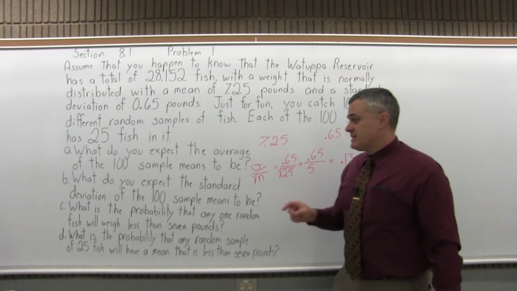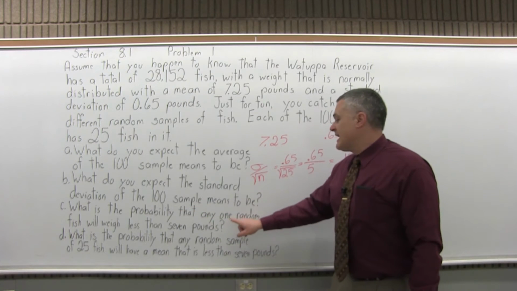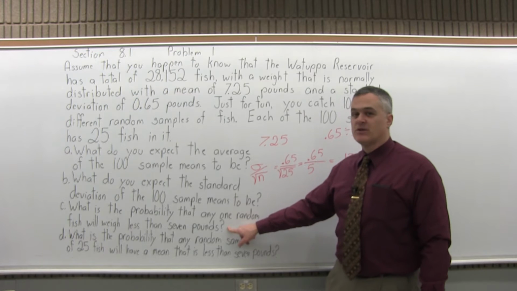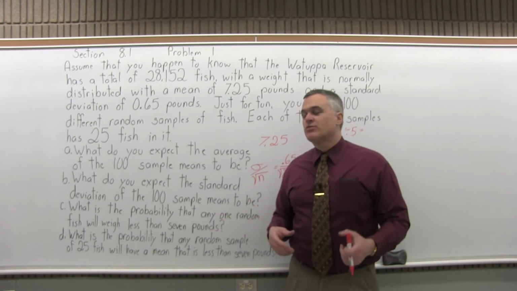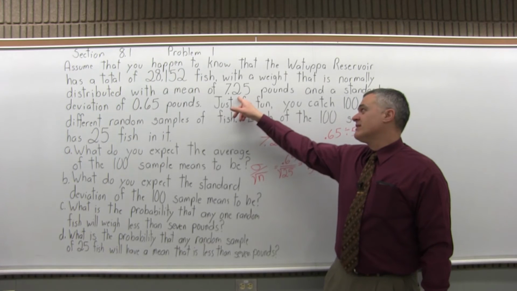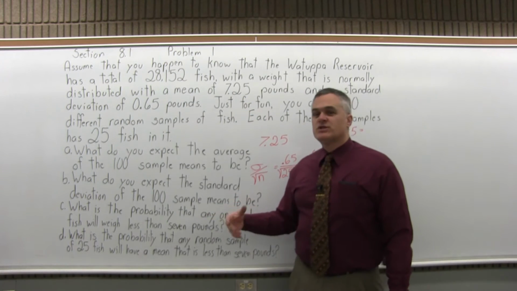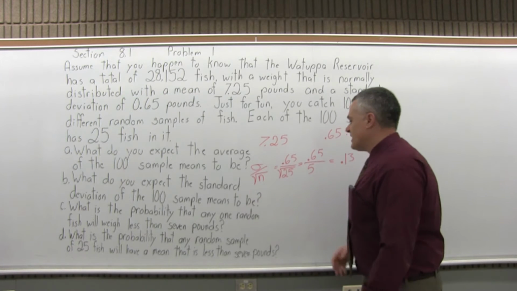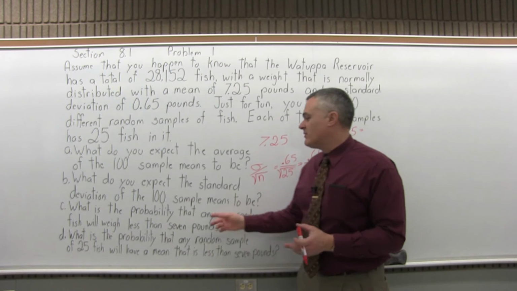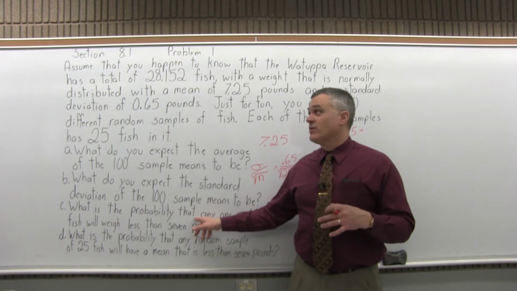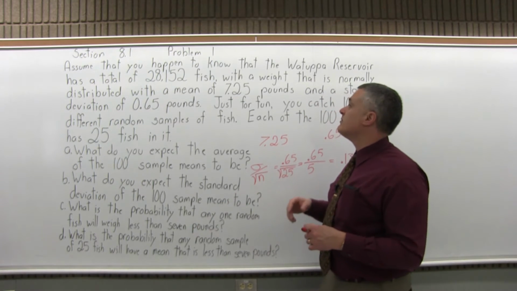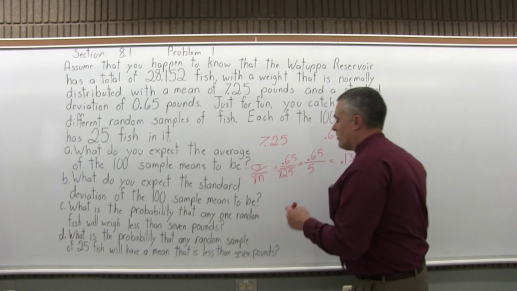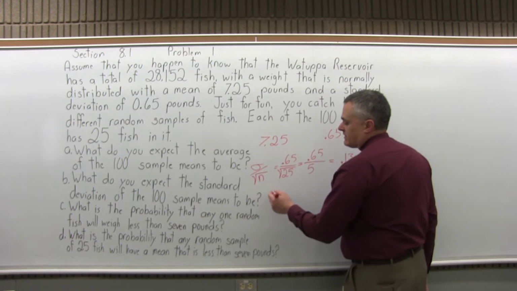So, part C, what is the probability that any one random fish will weigh less than 7 pounds? If you just catch one fish, what's the probability that it's a little less than average? The average is 7.25. What's the probability that any one you happen to catch randomly will weigh less than 7? For that, we can't look up a 7-pound fish in our standard normal chart directly. We're going to use the standard normal chart, and we get to use that because we know this is normally distributed. So we need to know the z value for a 7-pound fish.